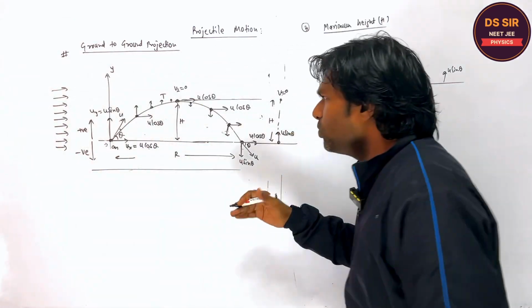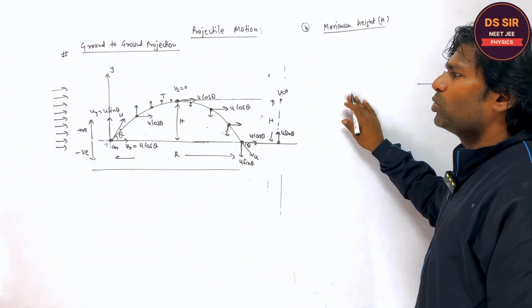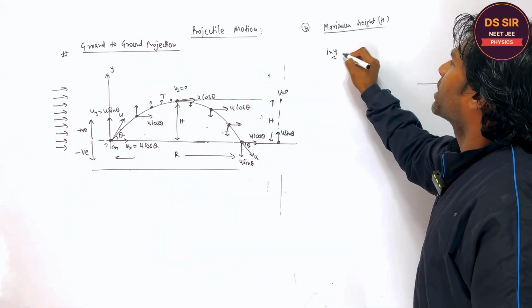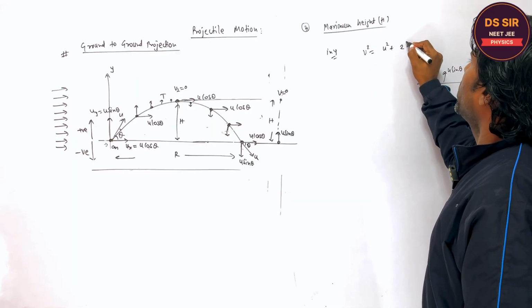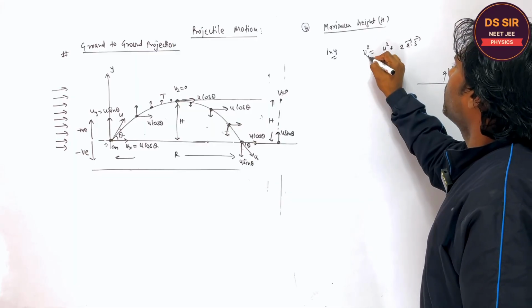So which direction will you take to find the maximum height? You tell. In the y direction, and you will apply v square is equal to u square plus 2as. Fine. In the y direction.